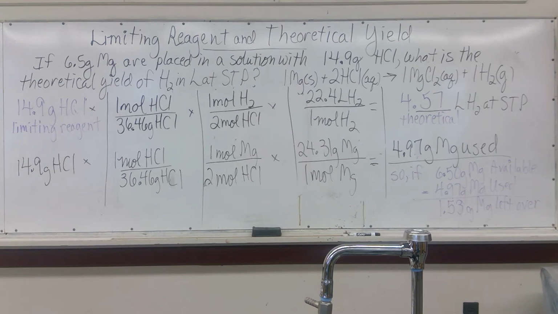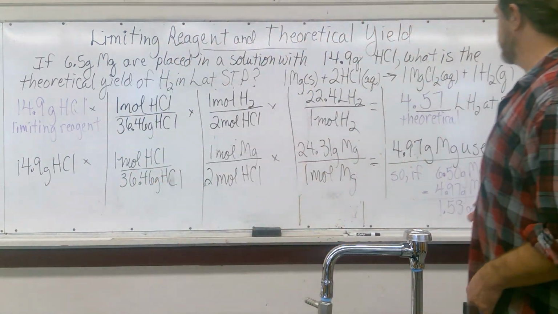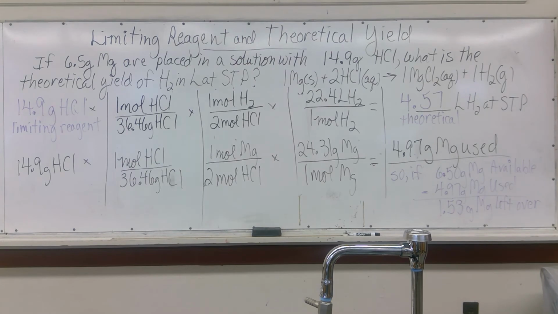Furthermore, from this we can determine how much of our magnesium would theoretically be left over simply by subtracting the amount that was used from the amount that was available. So if we had a perfect reaction happen, which we know doesn't really happen, we would have a consumption of 4.97 grams of magnesium and 14.9 grams of hydrochloric acid to make our volume of hydrogen gas, and actually have some of our excess reagent of magnesium left over to the tune of 1.53 grams.